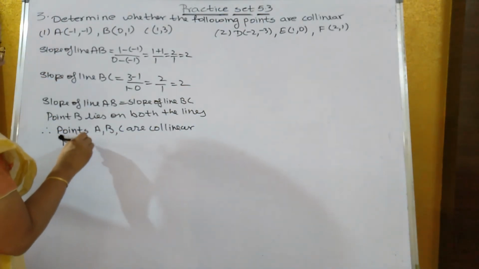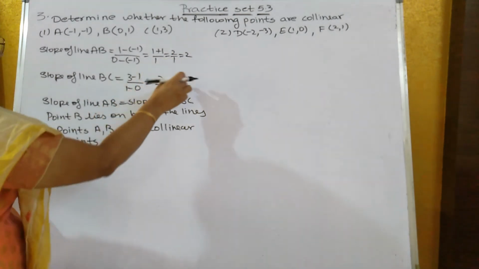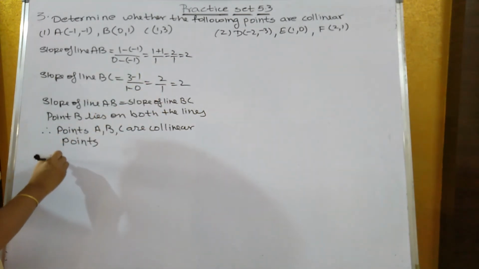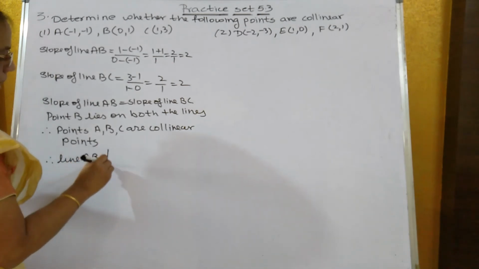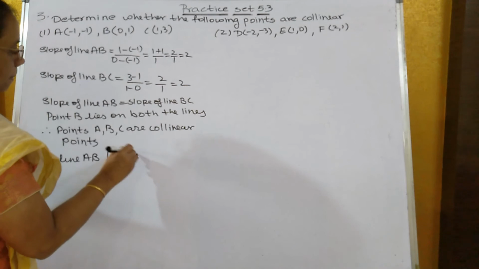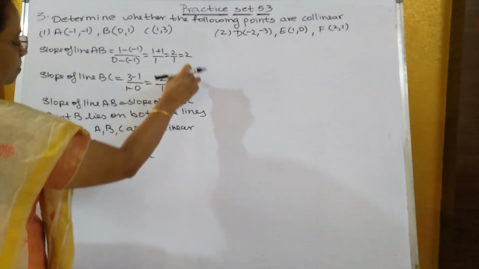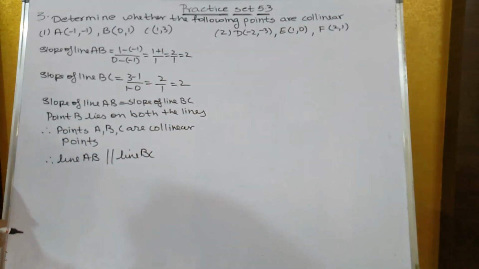Now one more thing you can study from here. What is that? Both the slopes are equal, therefore line AB is parallel to line BC. So if the slopes are equal, the lines have to be parallel to each other.